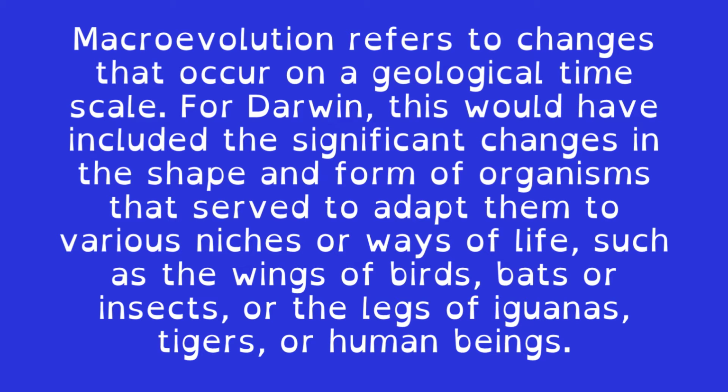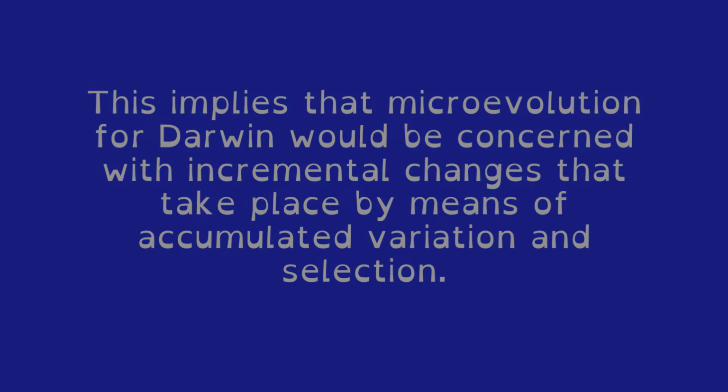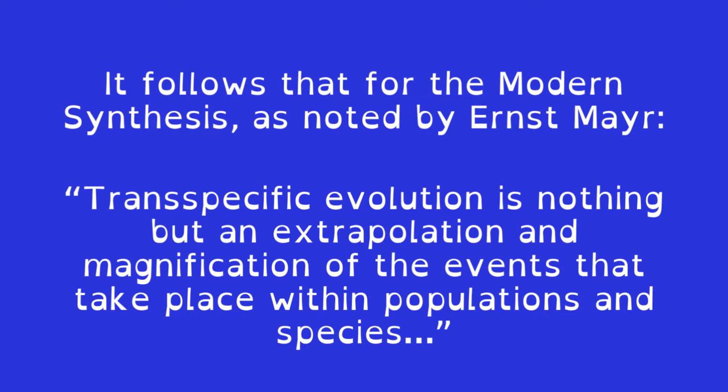For Darwin, this would have included the significant changes in the shape and form of organisms that served to adapt them to various niches or ways of life, such as the wings of birds, bats, or insects, or the legs of iguanas, tigers, or human beings. This implies that microevolution for Darwin would be concerned with incremental changes that take place by means of accumulated variation and selection. It follows that for the modern synthesis, as noted by Ernst Mayr, transspecific evolution is nothing but an extrapolation and magnification of the events that take place within populations and species.